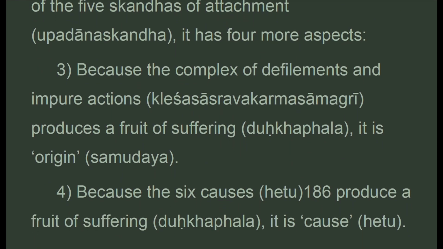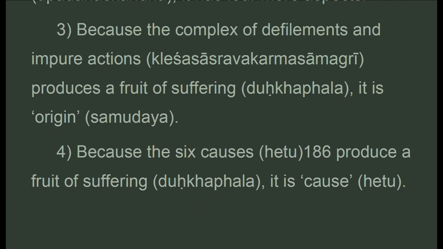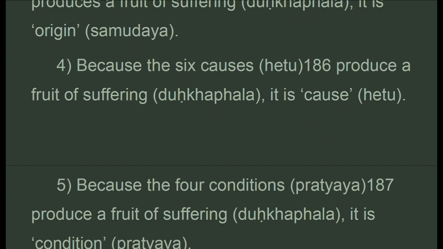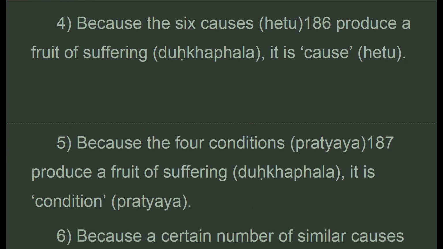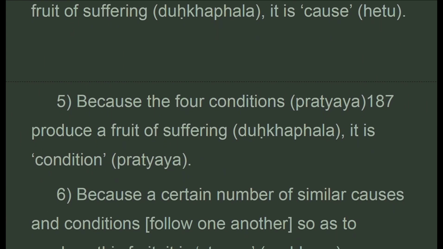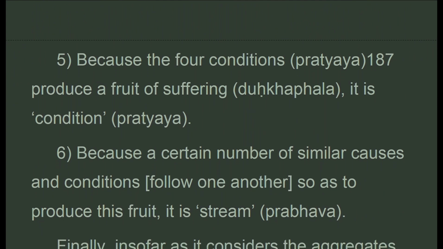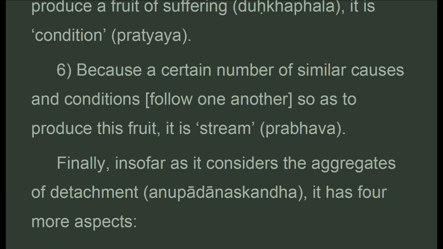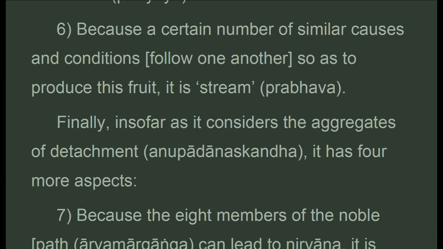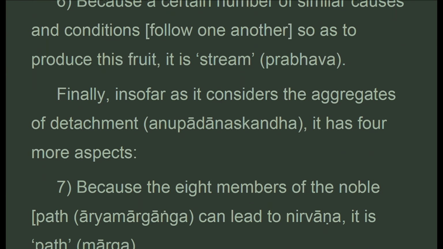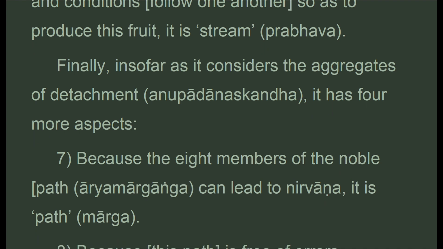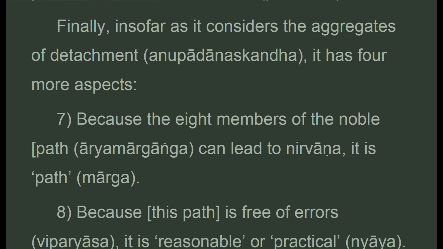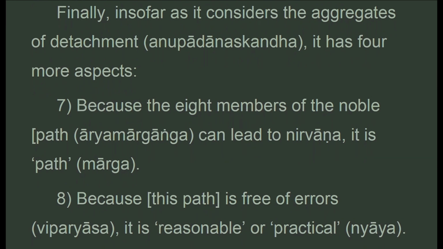4. Because the 6 causes produce a fruit of suffering, it is cause. 5. Because the 4 conditions produce a fruit of suffering, it is condition. 6. Because a certain number of similar causes and conditions follow one another, so as to produce this fruit, it is stream. Finally, insofar as it considers the aggregates of detachment, it has 4 more aspects.